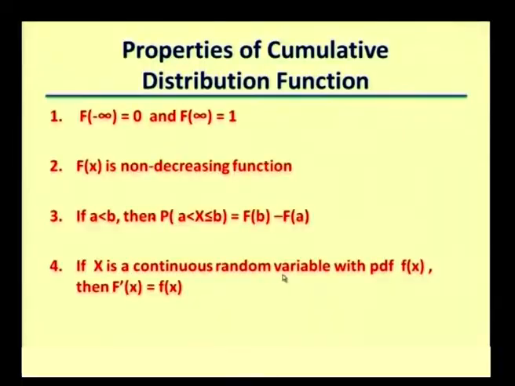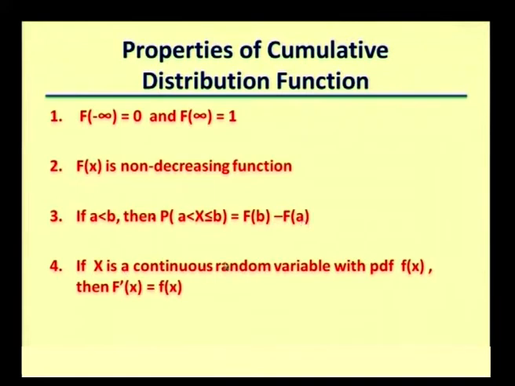Let us see some of the properties of a cumulative distribution function. First property: f of minus infinity is equal to 0, f of infinity is equal to 1, and f of x is a non-decreasing function. If a is less than b, then P of a less than X less than or equal to b is equal to f of b minus f of a.